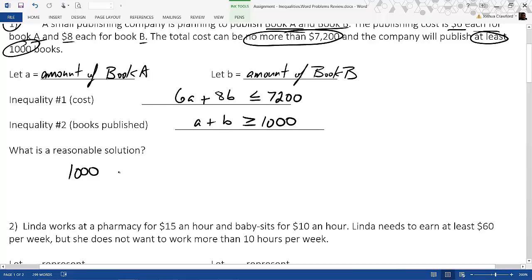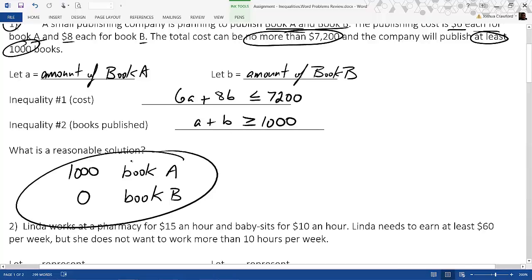So 1,000 book A. We're going to make 1,000 books that are book A's. And then we're going to do 0 of book B. Now let's go ahead and check to see if that's true. Let's plug in 1,000 into book A. So 6 times 1,000 is 6,000. Plus 8 times 0 is going to be 6,000. And that's less than or equal to 7,200. So it checks out. And then A plus B, so 1,000 plus 0 is greater than or equal to 1,000. So it checks out. So this right here is a reasonable solution to that system of inequalities.